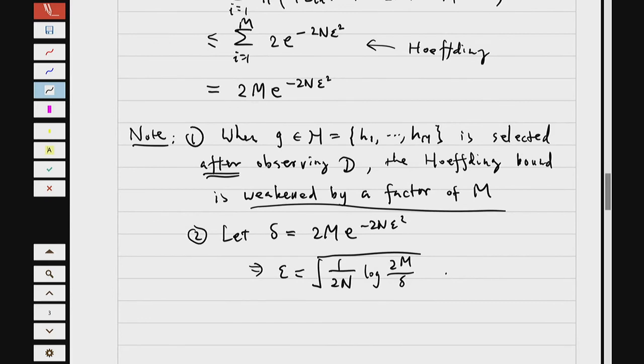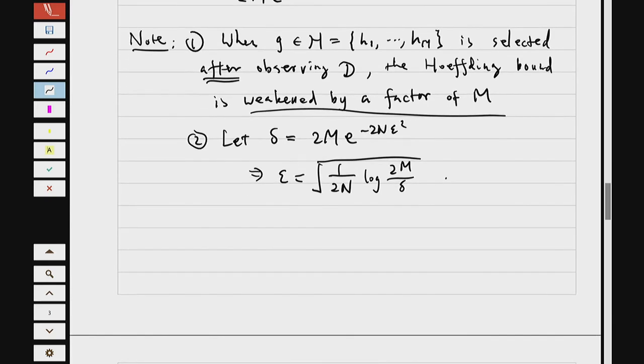So we're going to define the so-called generalization error. Let me just define it here.